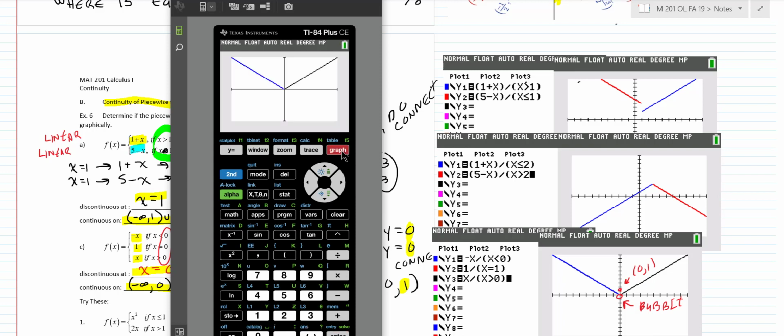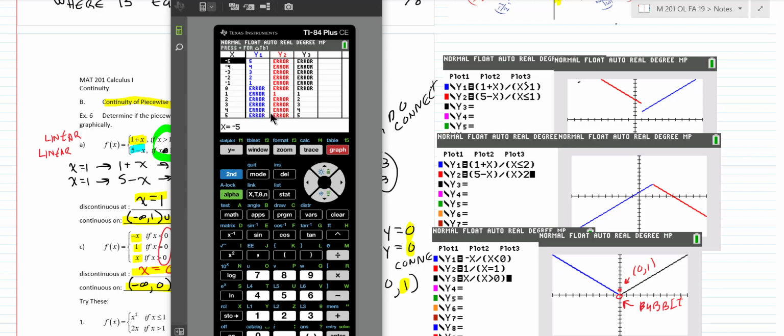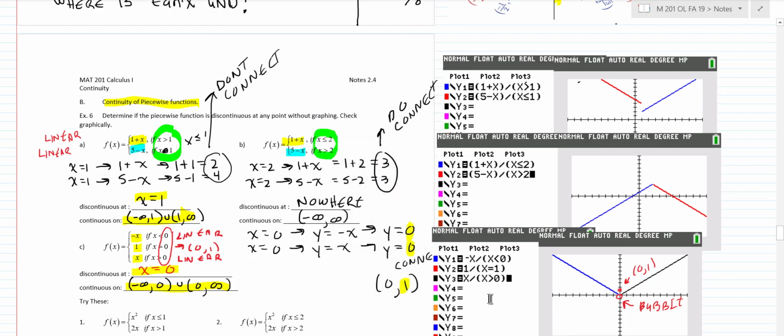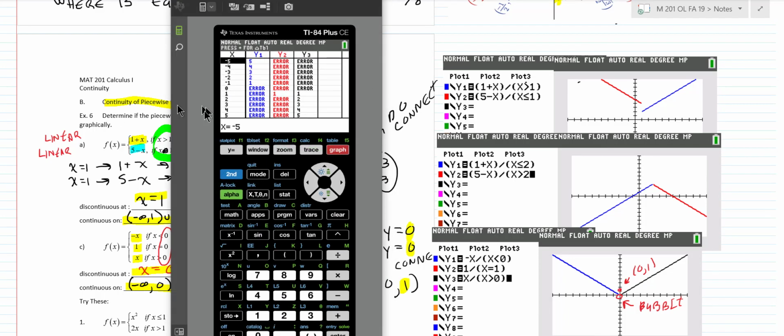Okay, so let me just zoom in on that real quick. Yeah, I still don't see the dot, but it's there. Okay, if you look at your table of values, you'll kind of see that point. When X is 0, it should be 1. I may have put that in wrong or something. Let me double check. Yeah, I did. That should be X equals 0. Okay, that's why the dot's not showing up.